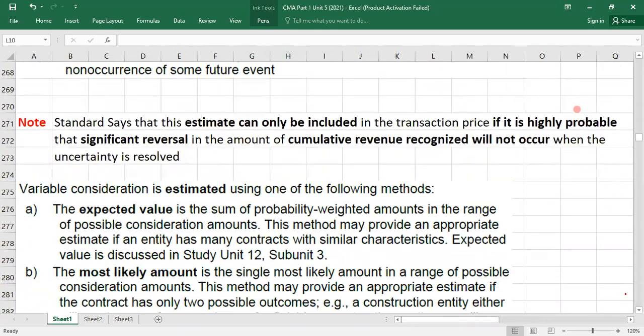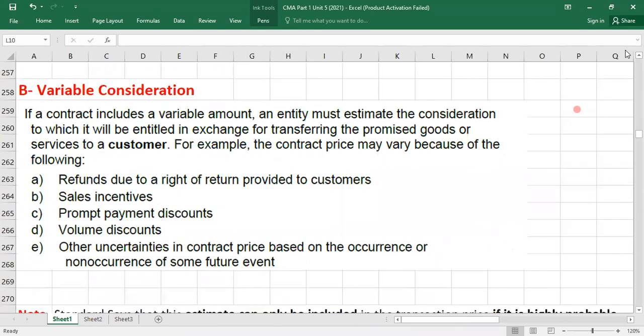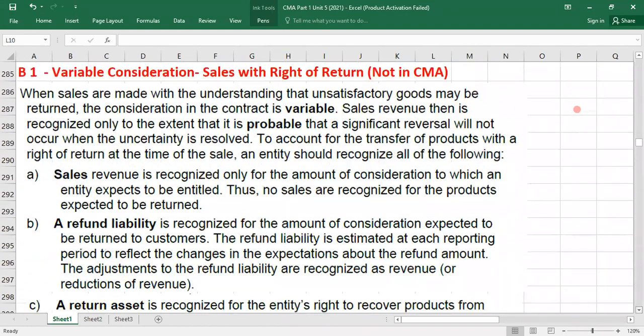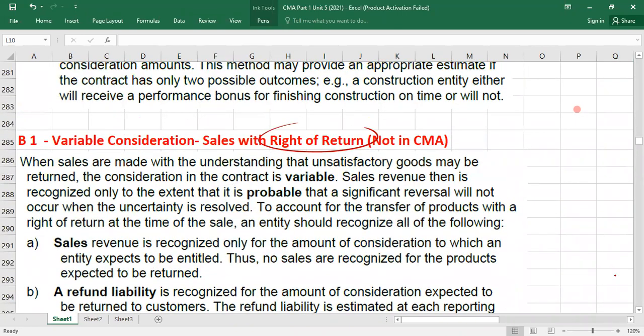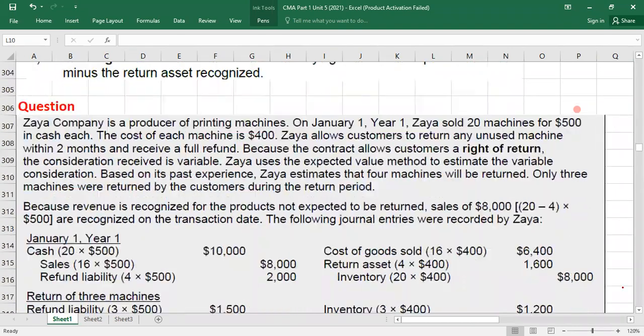For variable consideration, first, variable consideration could be what? Refunds due to rights of return. I have even included the example in this sheet, how to deal with rights of return. It's written here, not in CMA. You don't need to worry about it. I have included the examples here. Everything is there, but no need for unnecessary data. Understood? For other students, I will try to make a separate video for variable consideration.